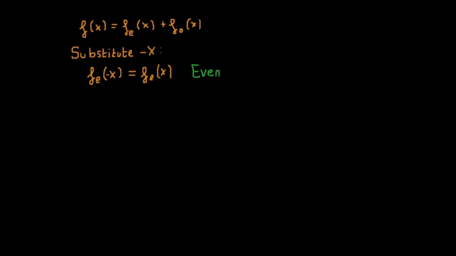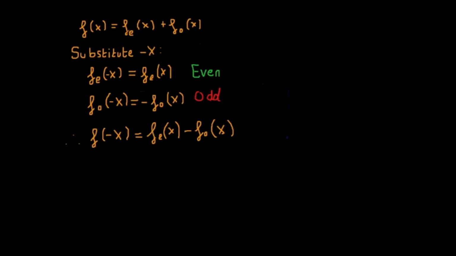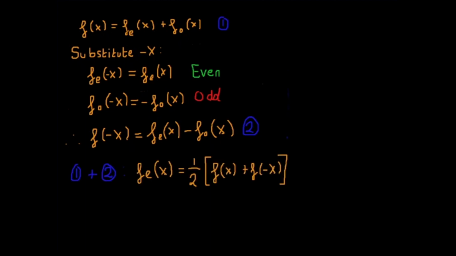So in the even case, fe of minus x will be equal to fe of x, by definition of what an even function is, and then fo of minus x will be minus fo of x, which again is the definition of an odd function. So by substituting in minus x, we get another expression. I'm going to label the top one 1 and the new one 2. By combining the two of them, we can get an expression for fe of x, the even function, which is a half of f of x plus f of minus x. And likewise, by subtracting 2 from 1, we can get the odd function fo of x as a half f of x minus f of minus x.